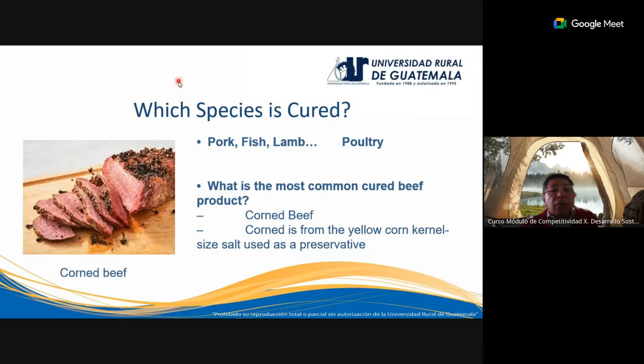And if you ask which species is cured, we can say that we can cure beef, pork, fish, lamb, or poultry. And what is the most common cured beef product? This is the corned beef. We can see here an example to your left that the corned beef is the common meat that we can have with this method. Let's continue.